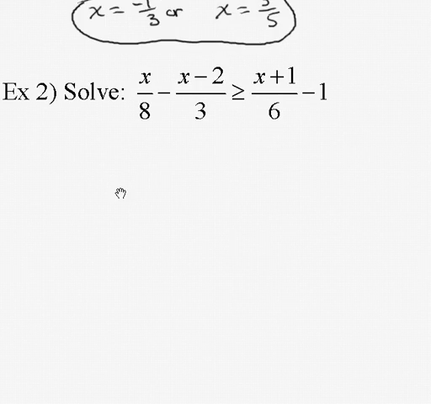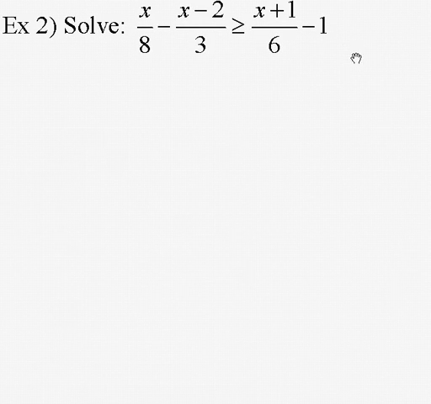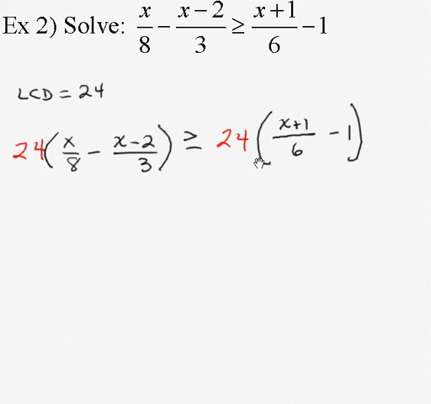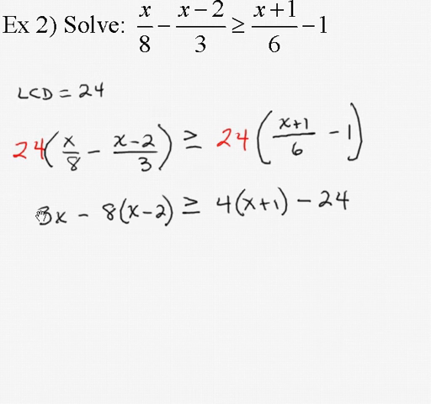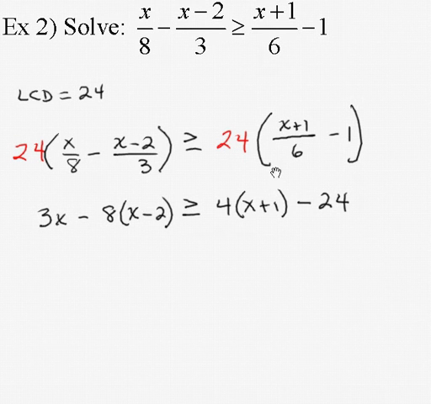Alright, this works whether we have equalities or inequalities. Let's, for example, number 2, find out the LCD, which we can probably do in our head as 24. Multiply the entire inequality by 24, purpose being to find an equivalent equation or inequality, in this case without any fractions. So 8 divides into 24 3 times, leaving me 3x. 3 divides into 24 8 times, so I have to distribute that out to x minus 2. 6 will divide into 24 4 times, which I'll distribute out to x plus 1. And 1 times 24 is 24.